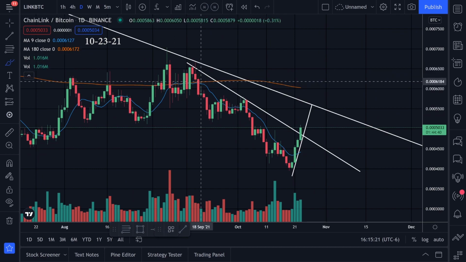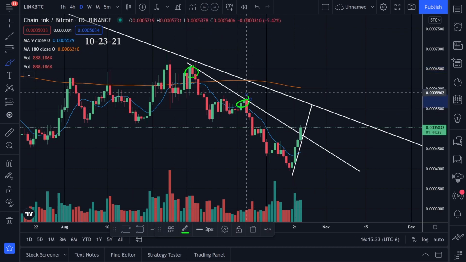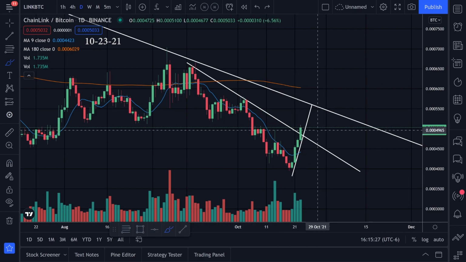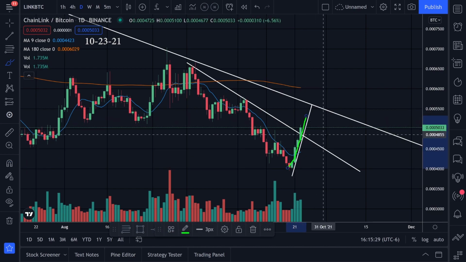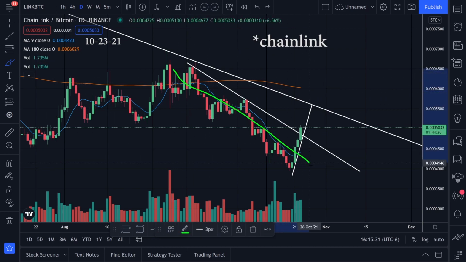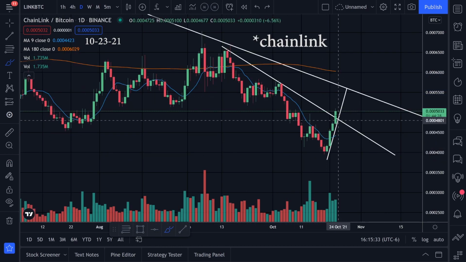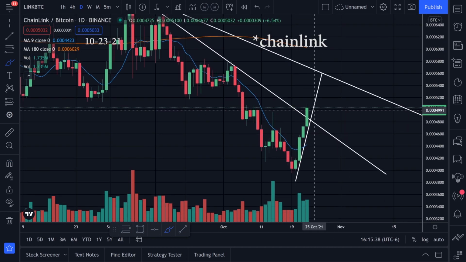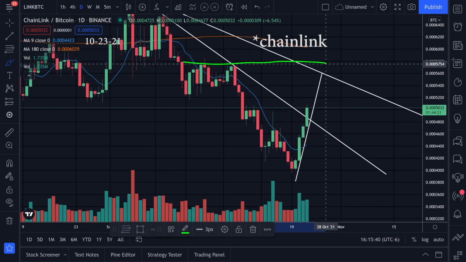Right now what I'm looking at is we have this resistance and this resistance's trend line, and we just broke above that as well. In general, if this chart is moving up, that's good for Chainlink, and if this chart is moving down, it's good for Bitcoin. If we could break these trend lines, it's going to be good for Chainlink. The next area I'm looking at is this resistance zone up here.